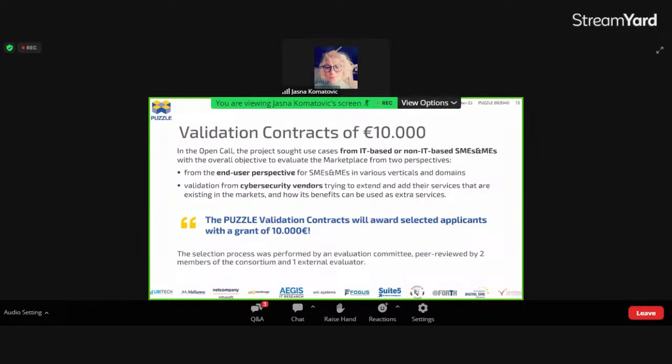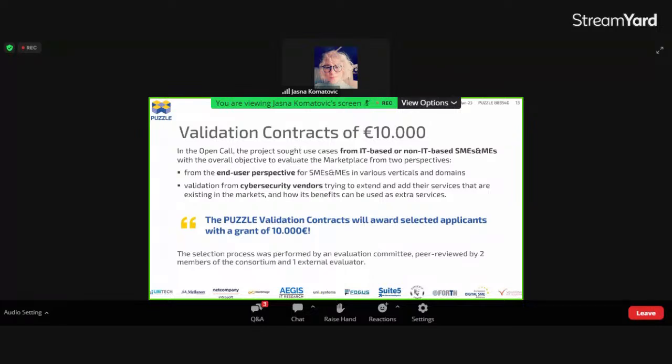In the open call, the project sought use cases from IT-based and non-IT-based SMEs and MEs with the overall objective to evaluate the marketplace from two perspectives: from the end user perspective for SMEs in various verticals and domains, and validation from cybersecurity vendors and providers trying to extend and add their existing services in the market to be used as an extra service.